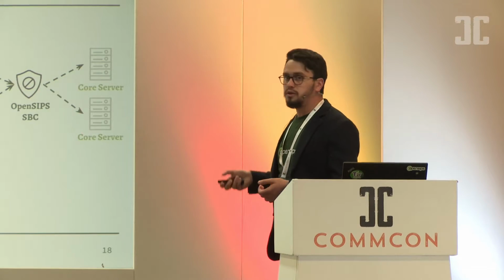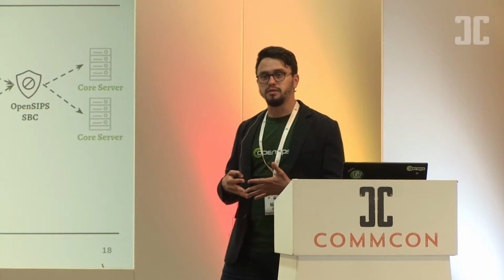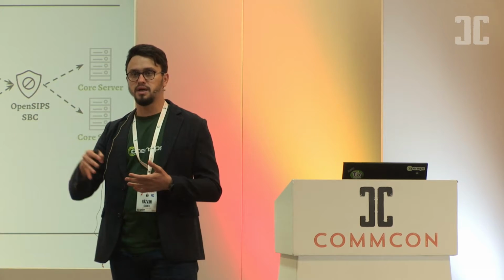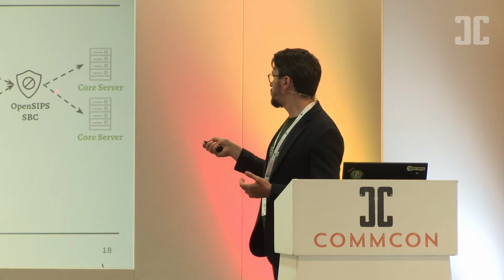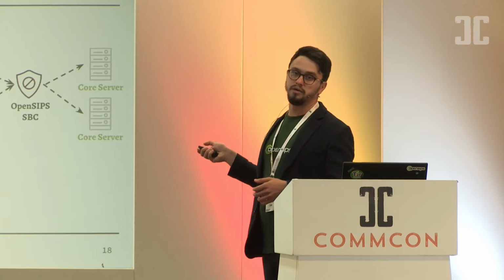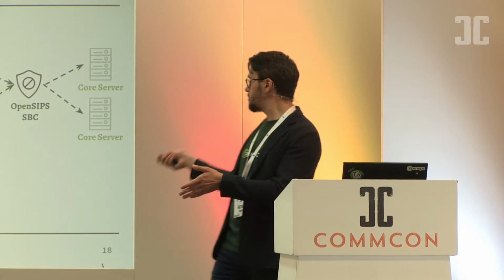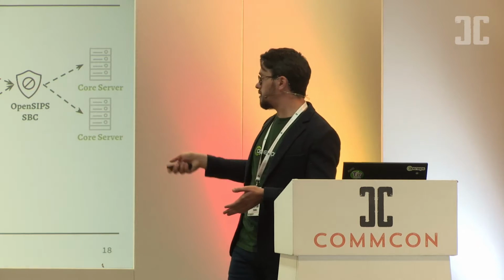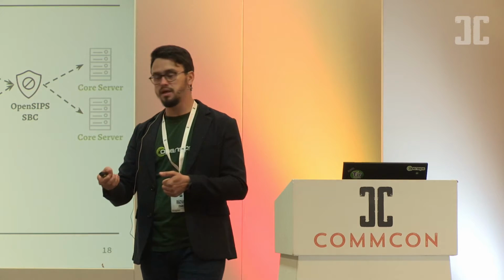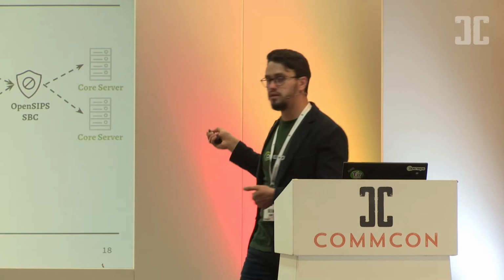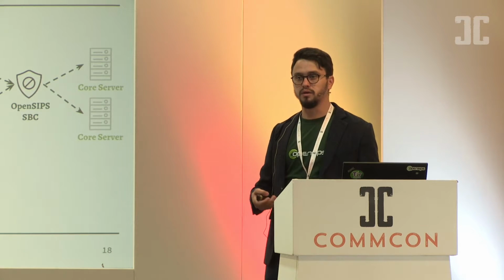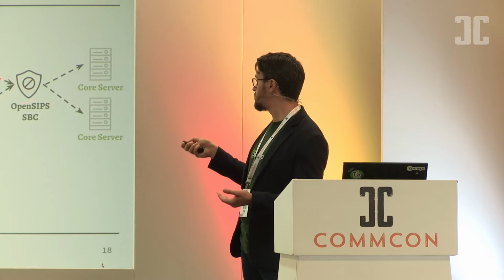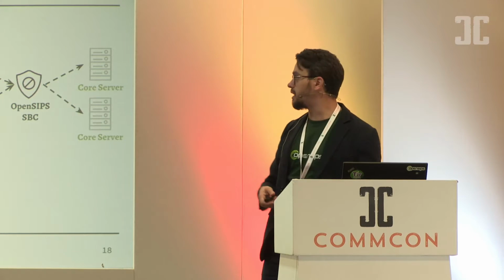This guy doesn't really need to know that Alice is registering from 3 different sites. It will only know that Alice is here. So if you want to reach Alice, just go to this SBC. And this guy will know where to dispatch these calls. This means that you don't need to flood the entire core network with registrations as long as this guy knows how to reach Alice.